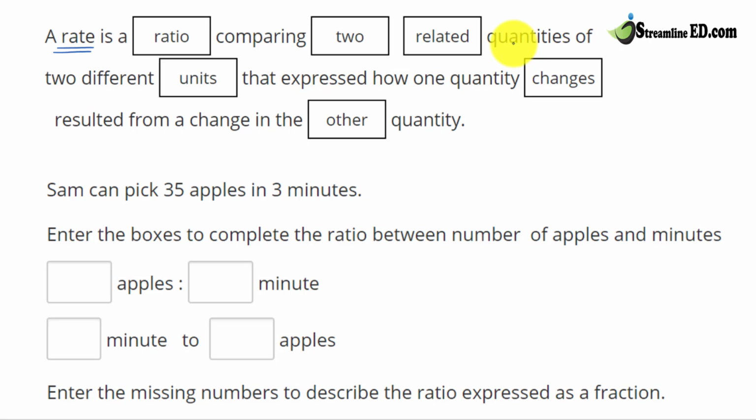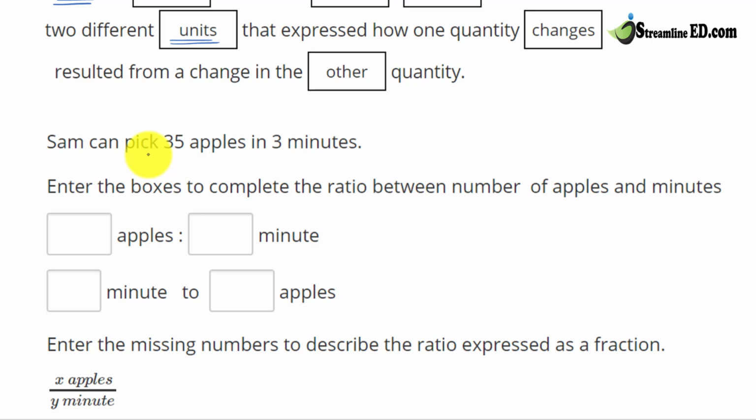Normally we talk about quantity in terms of number, but now we're talking about units as well, that express how one quantity changes as a result of a change in the other quantity. A rate basically has two quantities of different units. If one quantity changes, the other quantity also changes. To illustrate the definition of rate, let's look at an example.